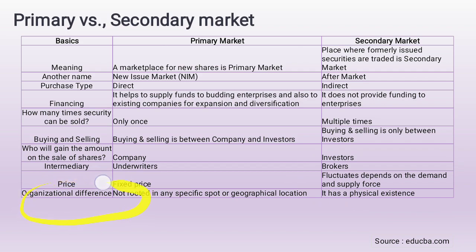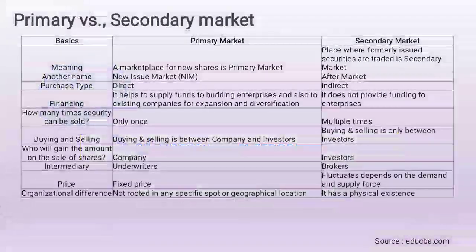On the basis of organizational differences, the primary market is not rooted in any specific spot or geographical location. There is no particular place. But the secondary market has a physical existence, a place where you would go and buy and sell in the earlier era. But after the 90s, as I already mentioned, NSE brought a lot of technological advancements, especially in online trading and investing, where with one click you can open your demat account and trading account, and start investing within 1 or 2 days of opening your account. That kind of facility has been brought into existence in the secondary market.